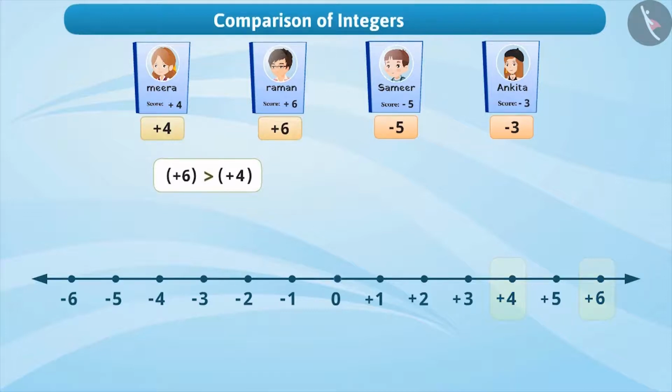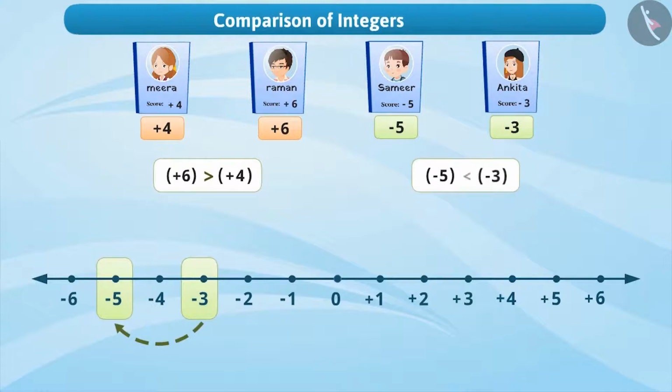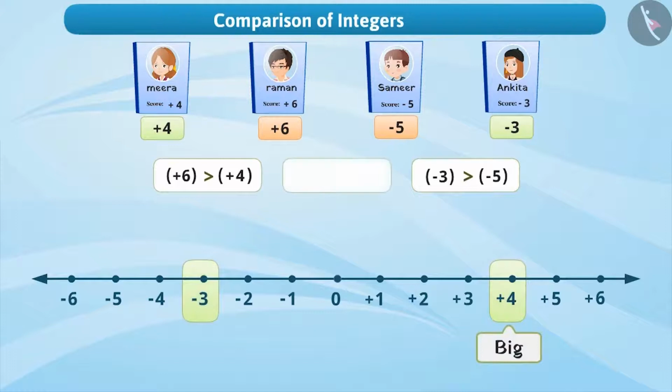Similarly, let's compare the scores of Samir and Ankita. Since the number minus 5 is to the left of minus 3, minus 5 is less than minus 3. In other words, minus 3 being on the right side of minus 5, minus 3 is greater than minus 5. Now let's compare plus 4 and minus 3. Well, the value of positive integers is always greater than negative integers. Therefore, plus 4 is greater than minus 3.